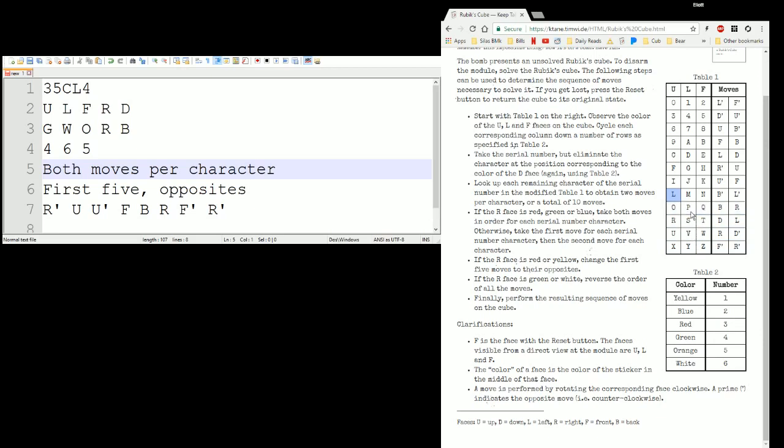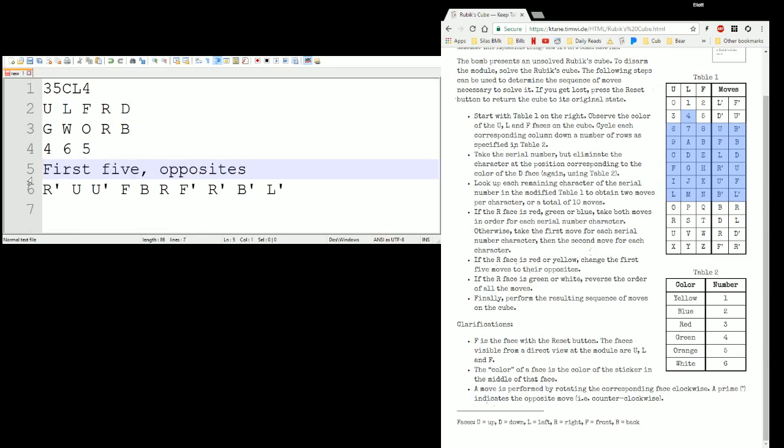That was L. Last up is 4. That's in the L column. The L column gets cycled 6 rows. 1, 2, 3, 4, 5, 6. That's B prime, L prime. B prime, L prime. So I have 10 moves. I grabbed them in the order it wanted, both moves per character at once.